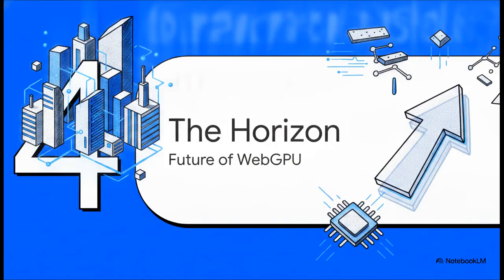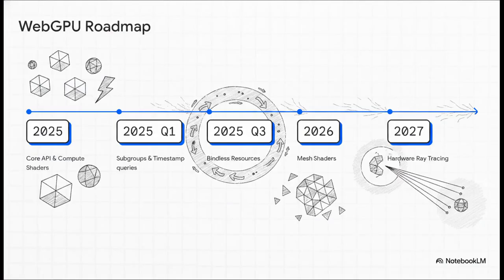All right, moving on to Section 4, the horizon. The WebGPU standard is definitely not stopping here. Let's look forward to see where this technology is heading next. The WebGPU trajectory shows rapid, aggressive evolution. We have the core API and compute shaders today, right? Well, we're already seeing subgroups rolling out. These allow threads within a GPU wave to communicate directly with each other without using shared memory, which speeds up calculations up to 10x for certain operations.